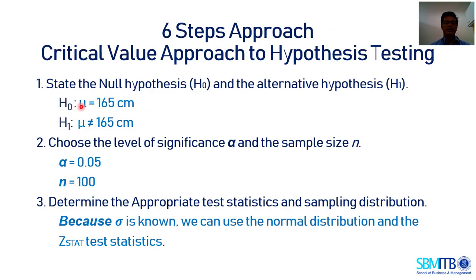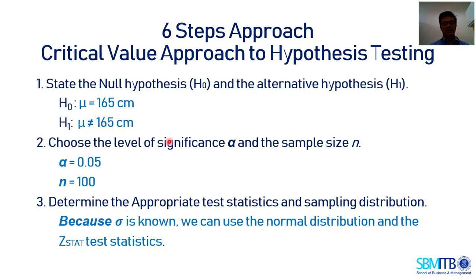So let's apply the 6 steps approach to the problem set. First of all, we state the null hypothesis and the alternative hypothesis. From the previous study, we know that the null hypothesis can be stated as the mean height of Indonesian citizens equals 165 centimeters. On the contrary, the alternative hypothesis can be stated as the mean height of Indonesian citizens is not equal to 165 centimeters. Let's go to the second step.